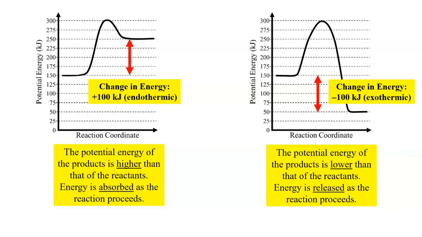So when we analyze an energy profile, if we notice that the potential energy of the products is higher than that of the reactants, then energy is absorbed as the reaction proceeds, and that reaction would be classified as endothermic. And the change in energy, or enthalpy, would be a positive number. But on the other hand, if the potential energy of the products is lower than that of the reactants, then energy is released as the reaction proceeds, and that reaction would be classified as exothermic. And the change in energy, or enthalpy, would be a negative number.